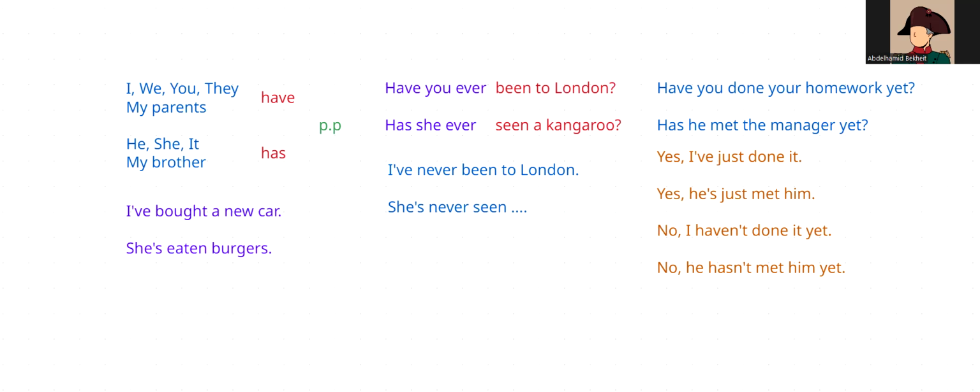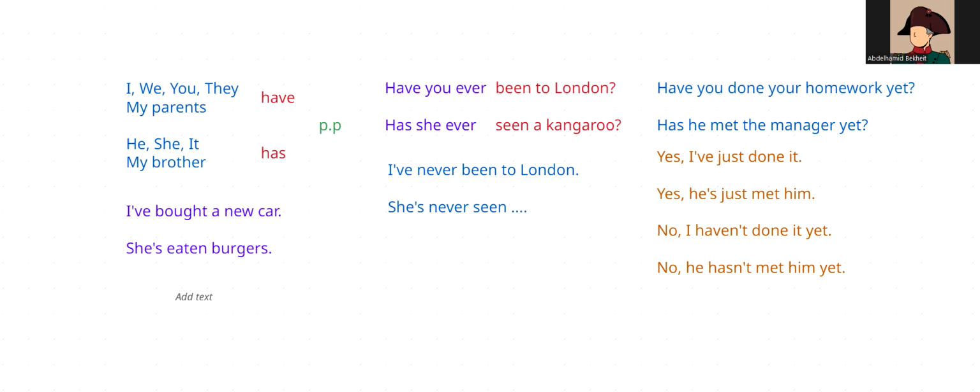You can say, look, I've lived in Jeddah for 10 years. It means you started living in Jeddah 10 years ago and you still live in Jeddah. So I am still in Jeddah. I have lived in Jeddah for 10 years. I still live in Jeddah.